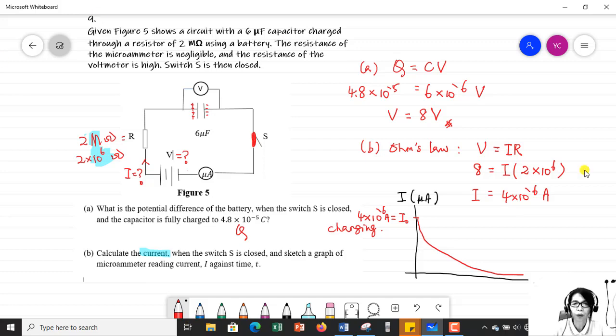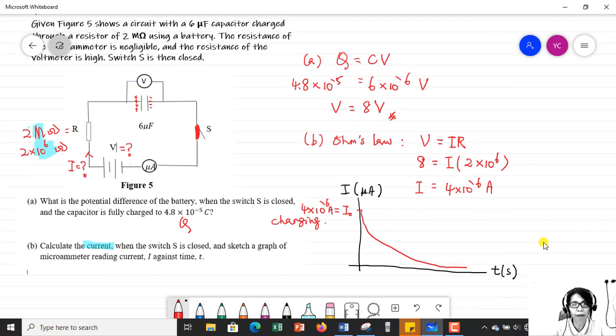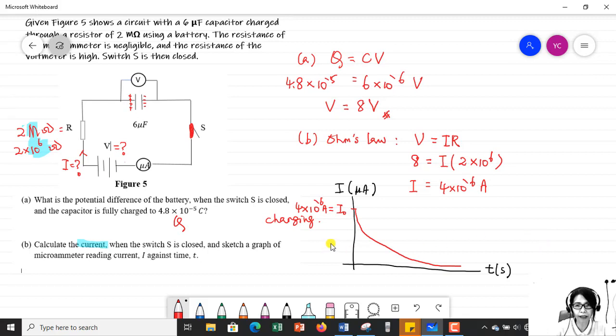We might also put in another important point in this graph, which is the time constant. During the charging process, when we reach the time constant, equivalent to RC, our current will decrease to 0.37 of its initial value. So you might put in this information also in your graph sketch. Okay, so then we are done with question 9.